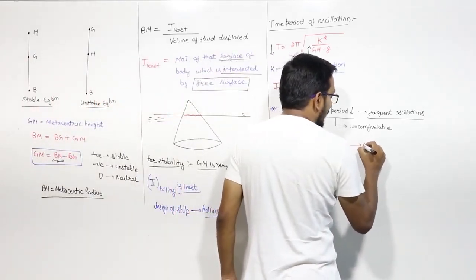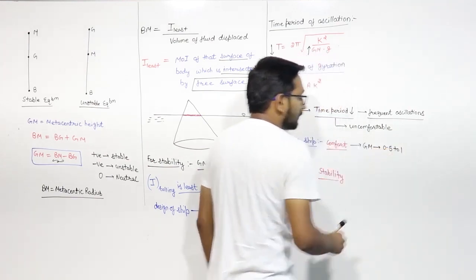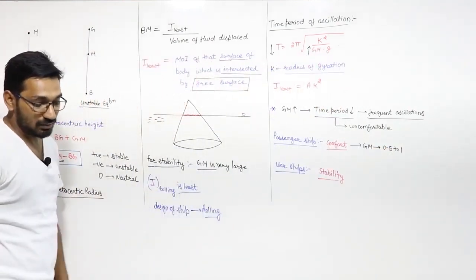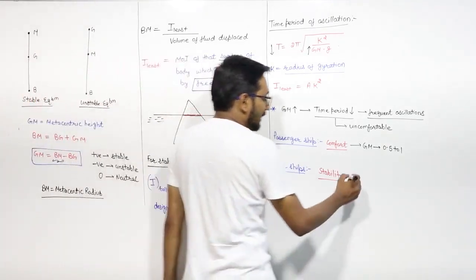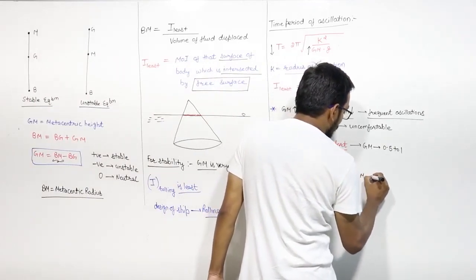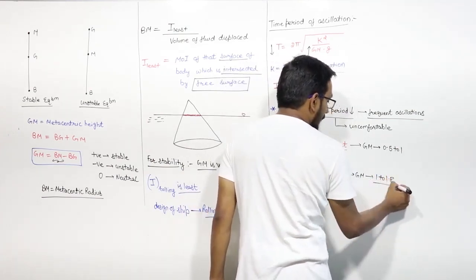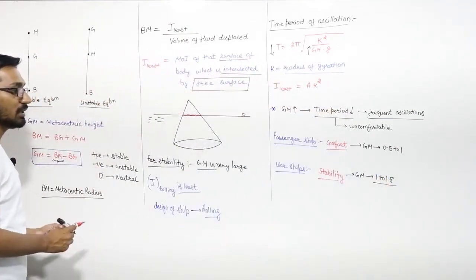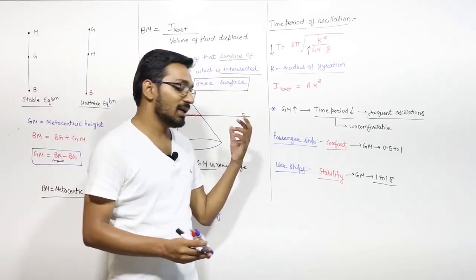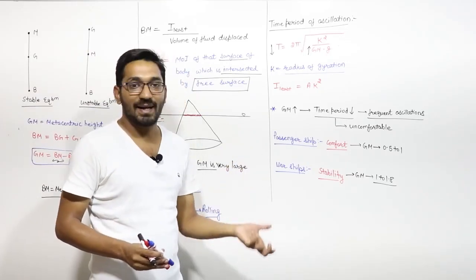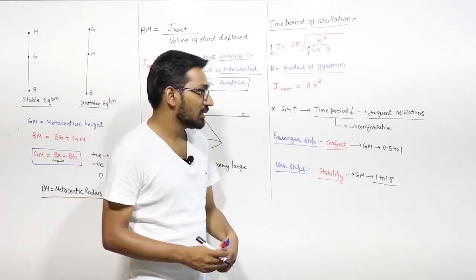Generally in the passenger ship, the metacentric height will be around 0.5 to 1, and in the warship the metacentric height will be around 1 to 1.8, because in warships we want more stability. So if you want more stability, then the metacentric height will be more. If you want more comfort, then the metacentric height will be less.